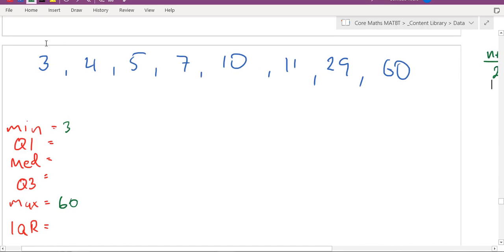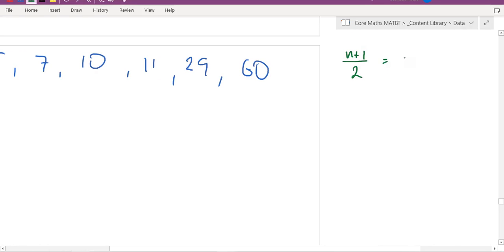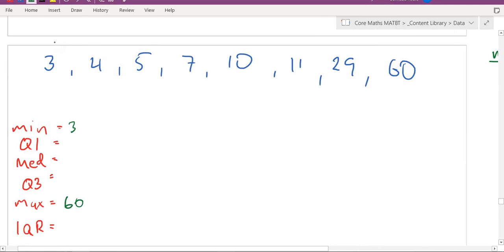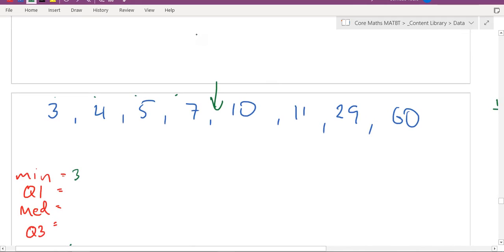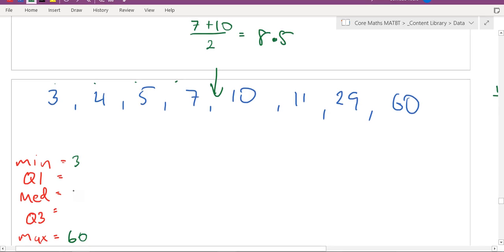So here I've got 8 numbers. So 1, 2, 3, 4, 5, 6, 7, 8. So it's going to be 8 plus 1 divided by 2. And the position of the median is 4.5. That means the 4.5th number, right here, is between 7 and 10. So for the median of 7 and 10, add them together: 7 plus 10 divided by 2, which is 17 divided by 2, which is 8.5. So the median, or the Q2, is 8.5. Okay, so write that down for median.